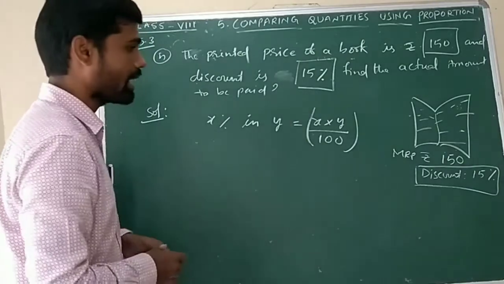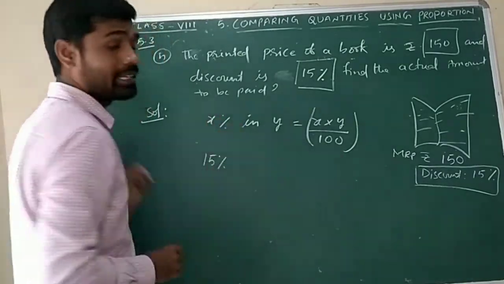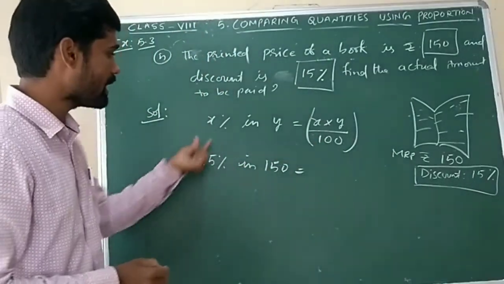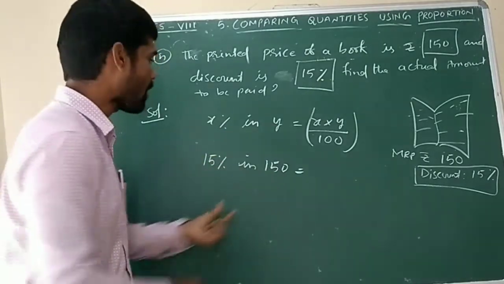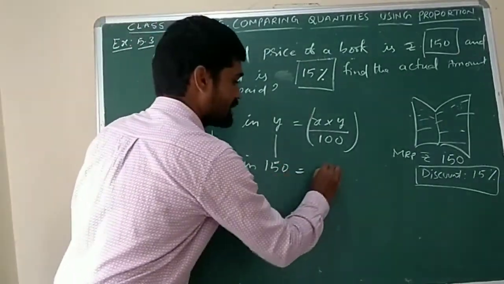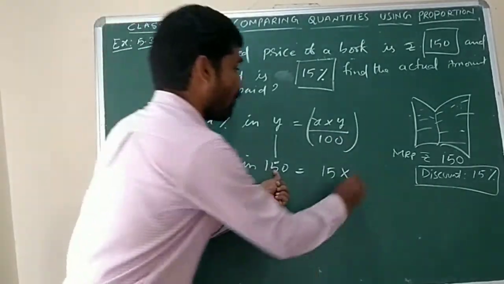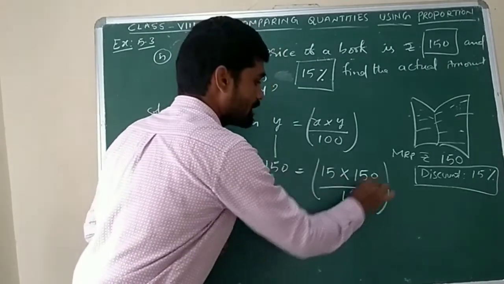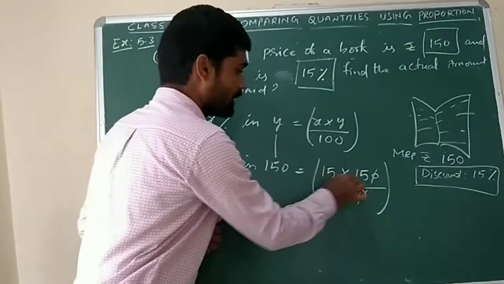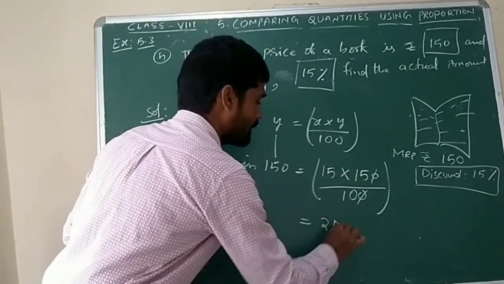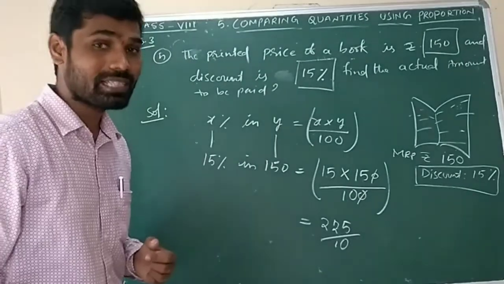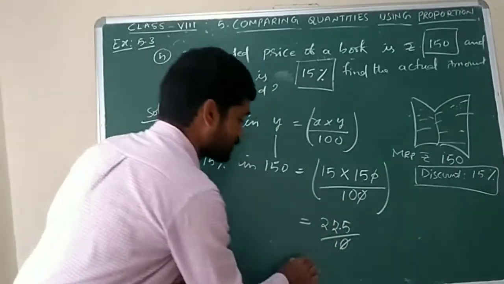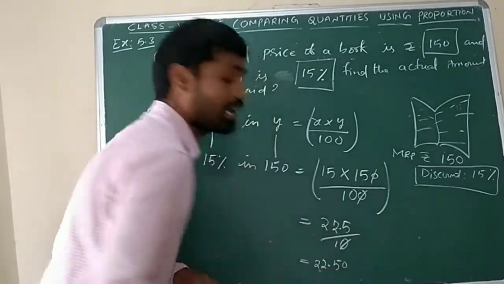Now in the same way, what is the percent here? 15%. So 15% of which value? Of 150 rupees. Let us consider what X is and what Y is. According to that, you write X as 15 into 150 by 100. So 10 and 10 can be eliminated. Now 15 into 15, we know very well, is 225 by 10. So we put the decimal point after one digit. So the amount is 22 rupees, nothing but 50 paise.